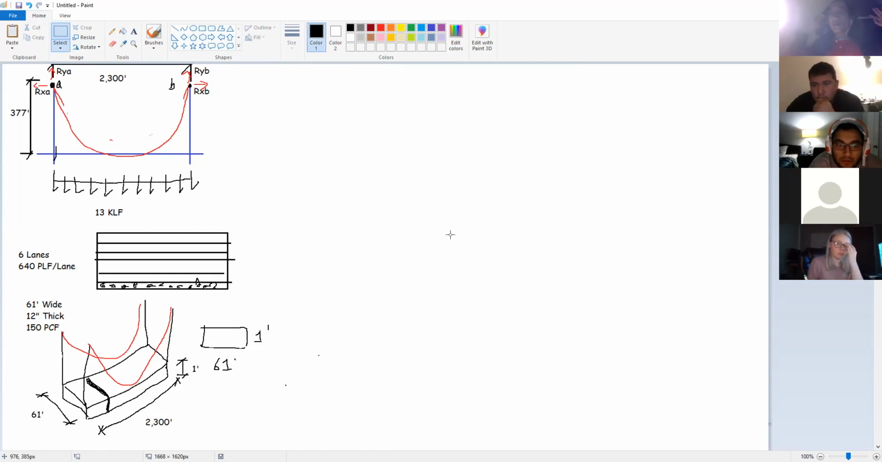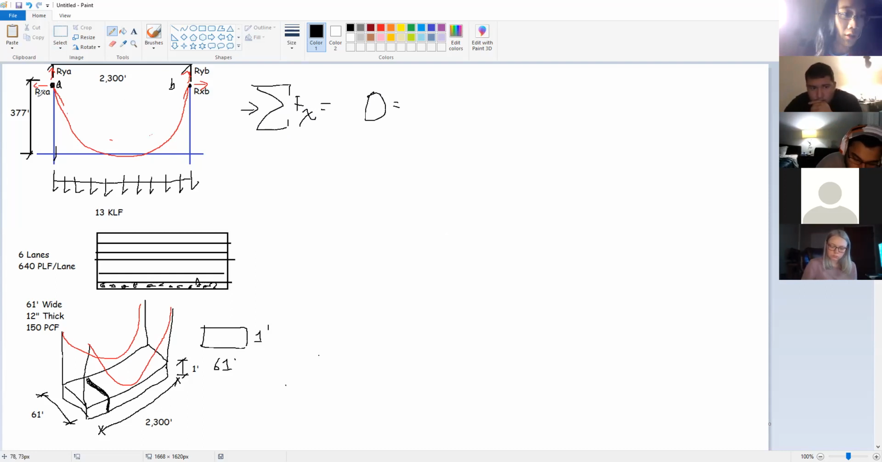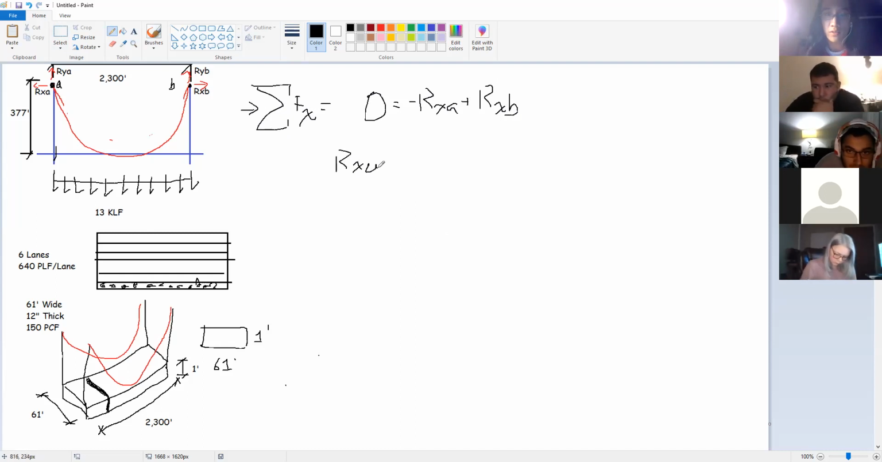But now we're going back to something we're all used to, taking summations. Hopefully everyone's used to that, so this will be a breeze. All right, summation of forces in the x direction, assuming right is positive. Let's set that equal to 0 equals negative RXA because it's going left, plus RXB because it's going right. So RXA is equal to RXB. What a surprise.